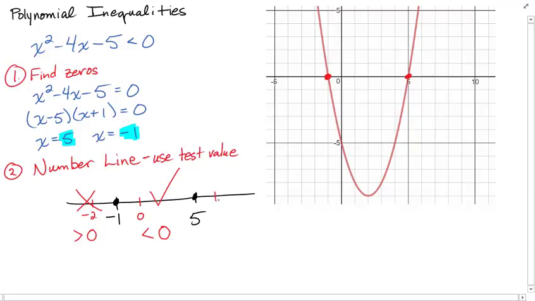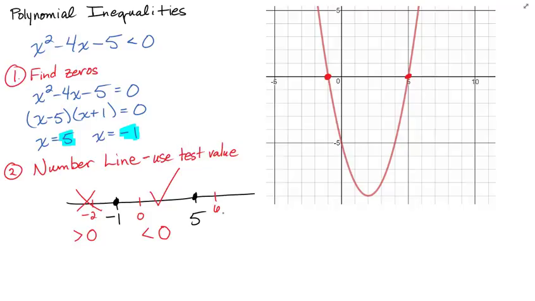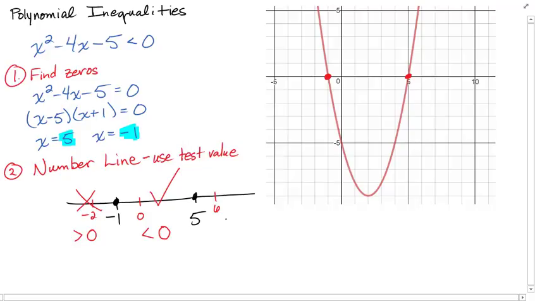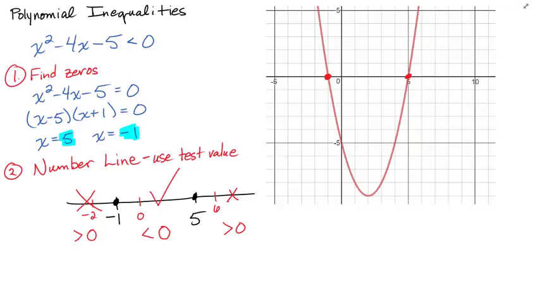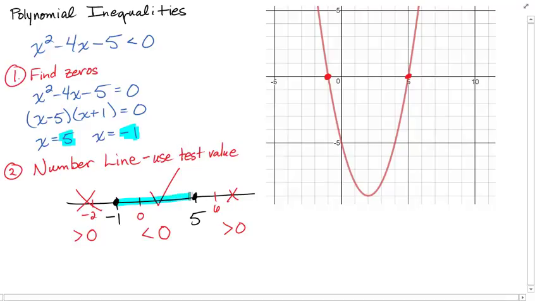So finally, we can pick a number here and plug it in. Is 6 a solution? Well, you're going to get 6 squared, that's 36, minus 24, that's 12. 12 minus 5 is 7. That is greater than 0, and that is not a solution. And so we have found that our solutions are in this interval from minus 1 to 5.